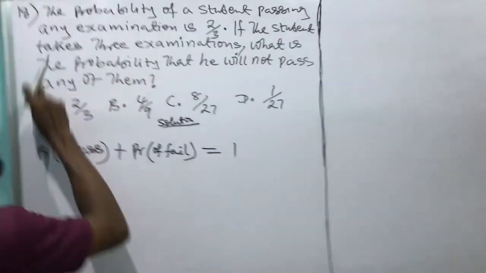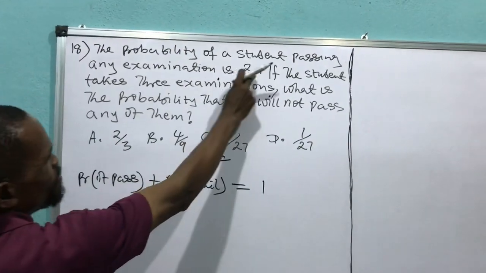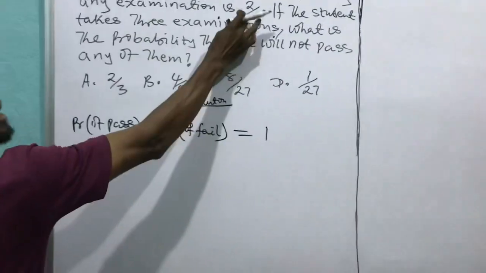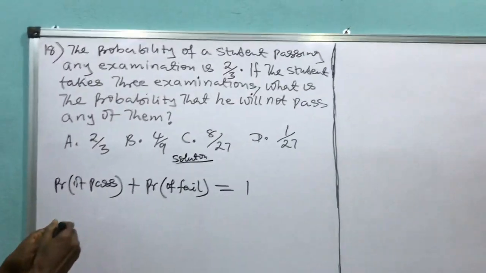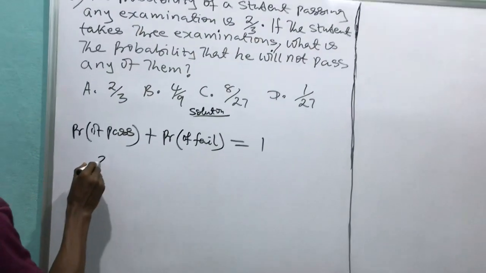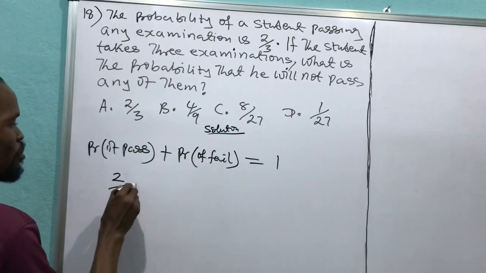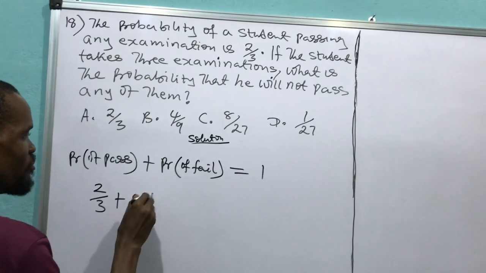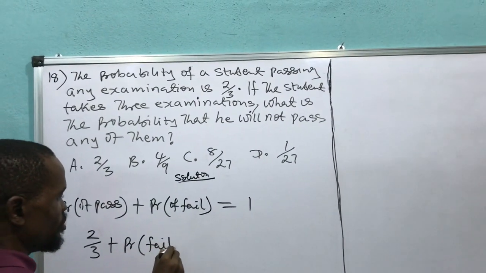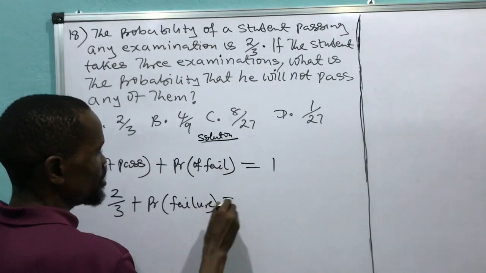Then what is the probability of pass? They say the probability of passing the exam is 2 over 3, which is the success. I can now say 2 over 3 plus probability of failure is equal to 1.